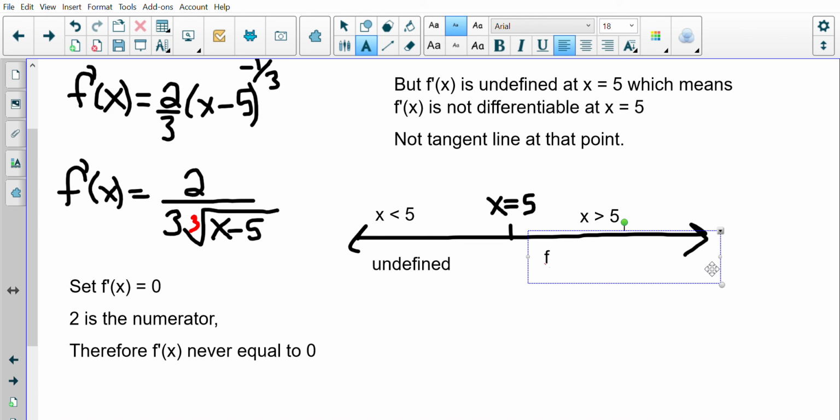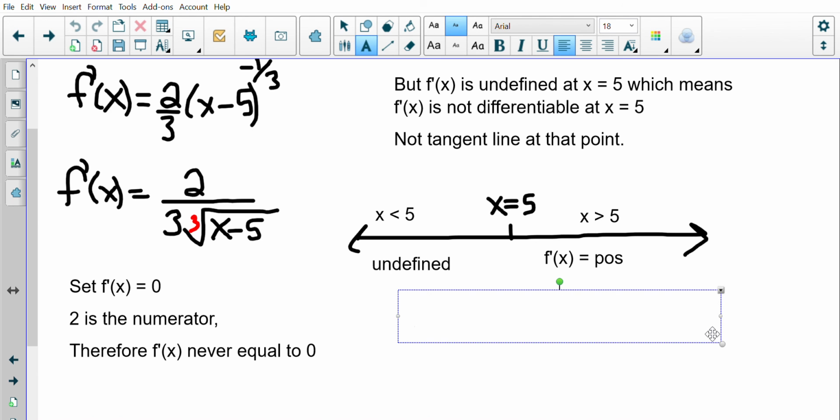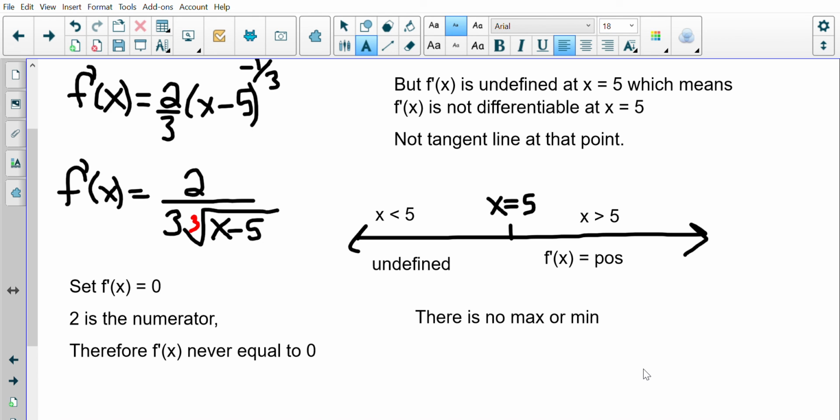This is a weird situation. I've totally messed up my note on this that I have online. I'm going to totally fix that. It's totally wrong. Do that today. And it's positive there. And so, again, because we don't have a switch, there is no max or min at that spot.